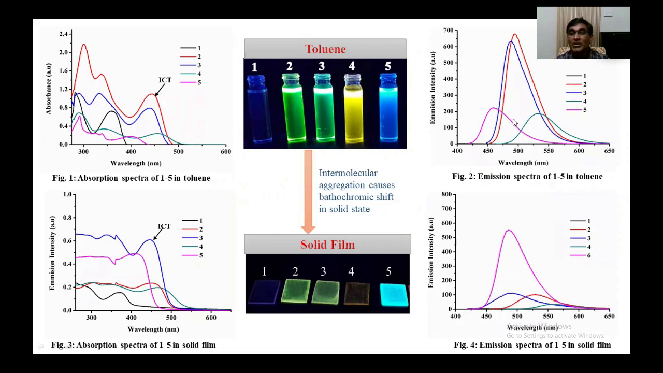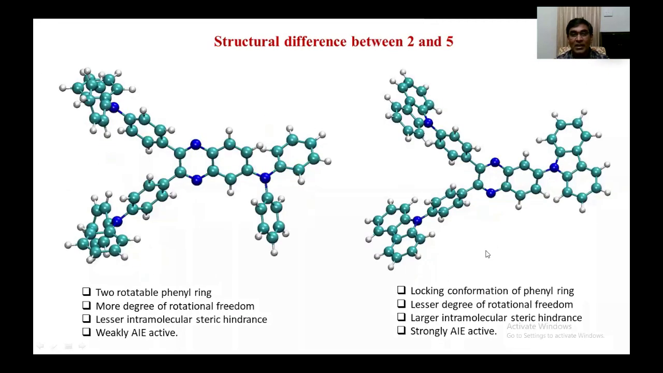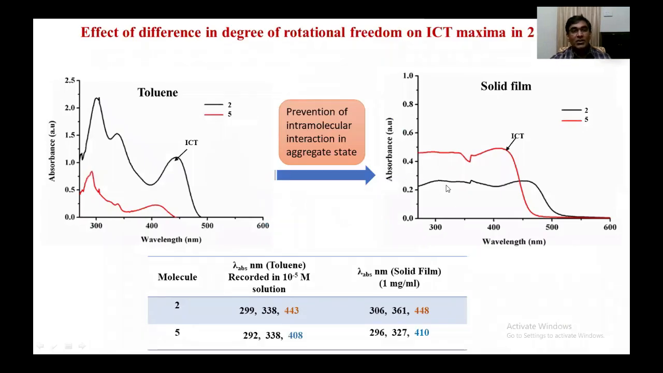And here you can see the effect of difference in degree of rotational freedom on ICT maxima in 2 and 5. Now this is the absorbance spectra taken in solvent toluene. So you can see the ICT in the second molecule and ICT in 5 is weak, but it is strong in case of the 2 molecule having diphenylamine.